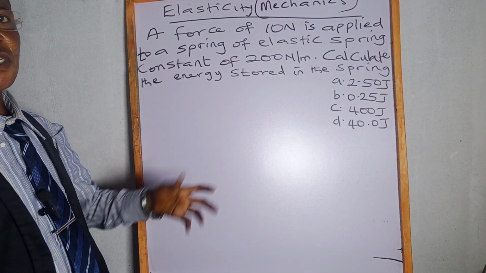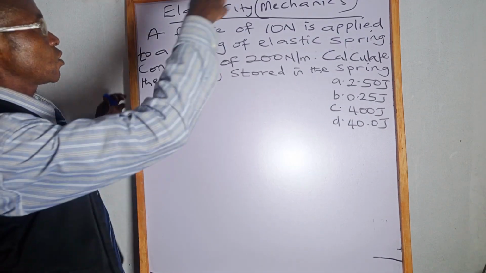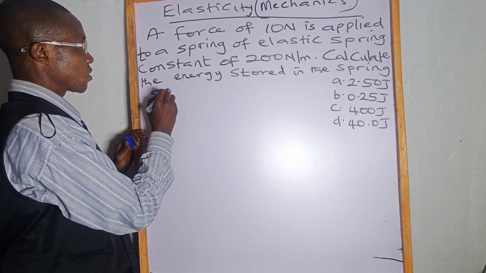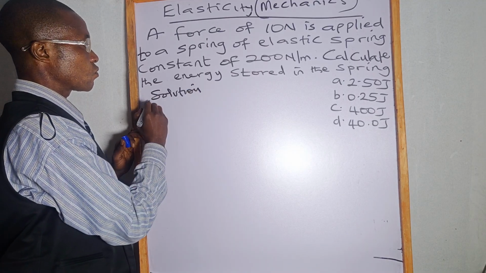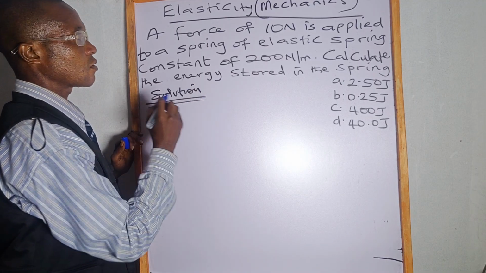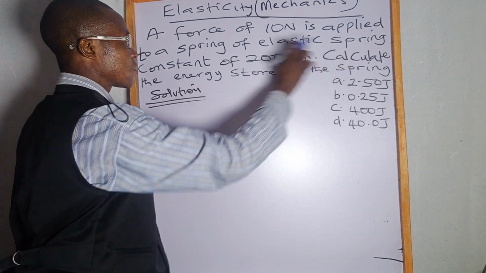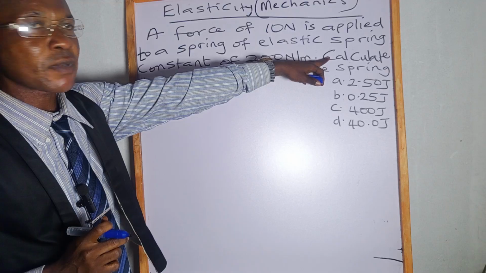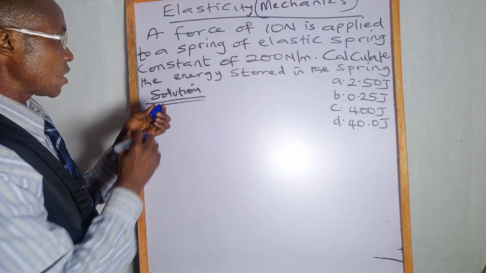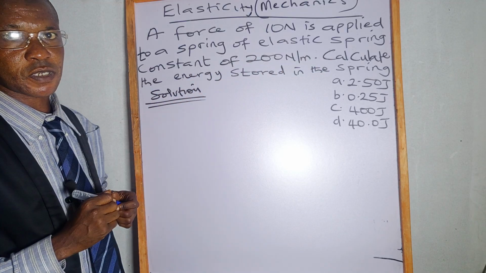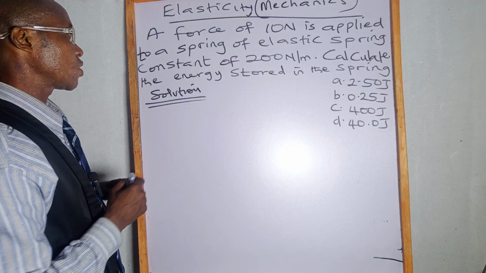In a question like this, the first thing to do is to write out the parameters you are given. So don't forget to do that. Write Solution and underline it twice. You write out the parameters. Then you ask yourself which formula to use, what am I actually told to find? Calculate the energy stored in the spring.